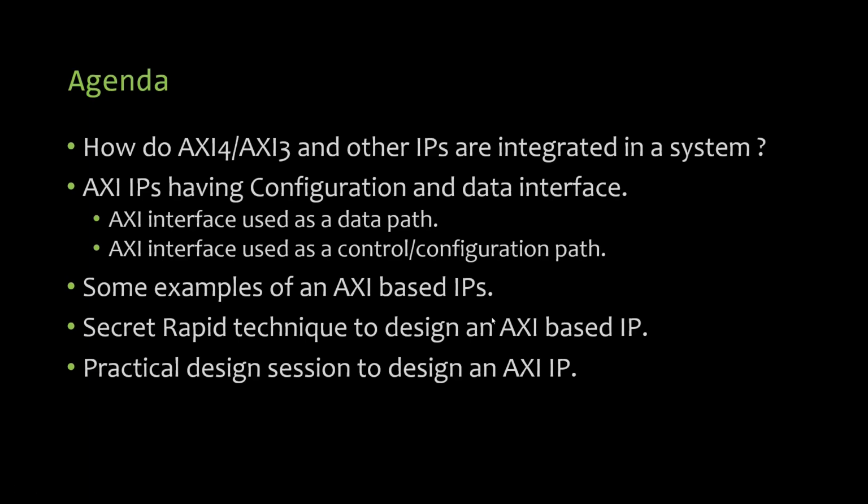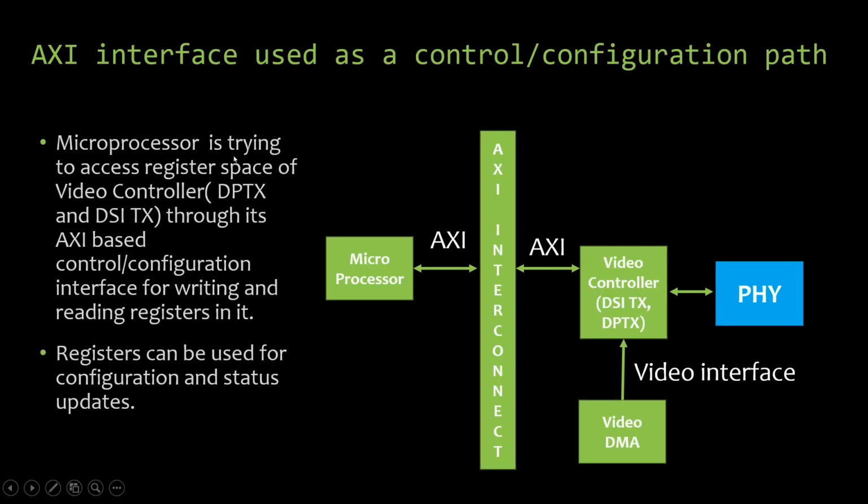Let us get started. Friends, I have taken a first example of an AXI interface where it is used as a configuration path. In this example, I am considering a microprocessor which is connected to the AXI interconnect as I explained earlier. The microprocessor is acting like a master of this AXI interconnect, and in this case, I am considering only a single master. On the slave side, I am considering a video controller. It can be DPTX or DSITX, for example.